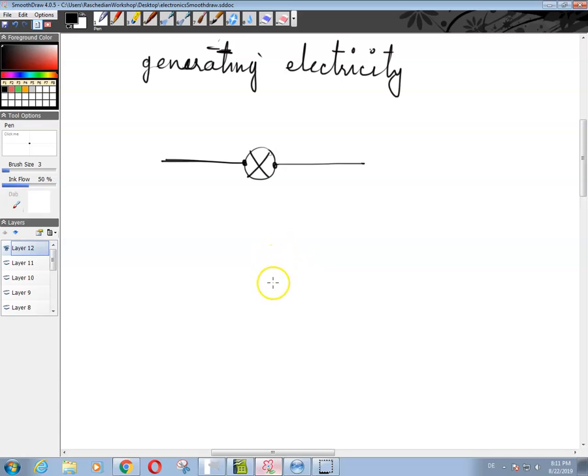And what that means is that it has basically two poles. It has these two poles, and there is a difference of potential between these two points.